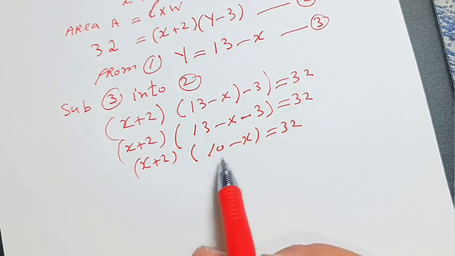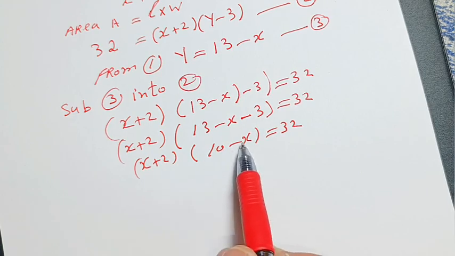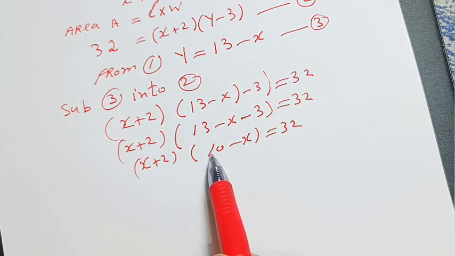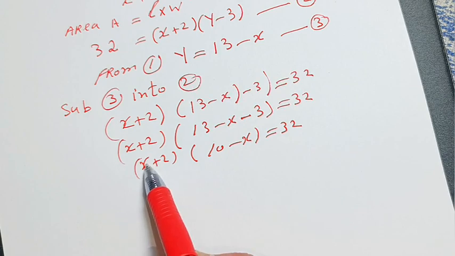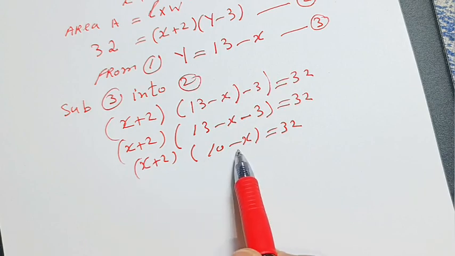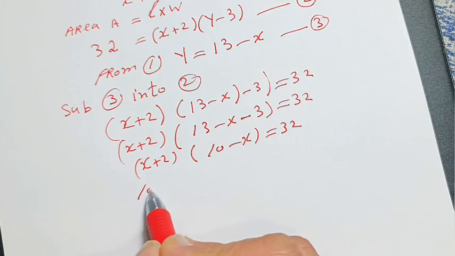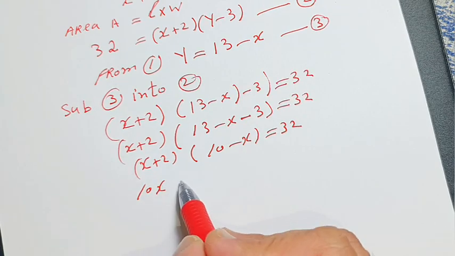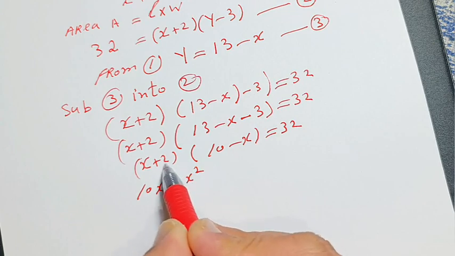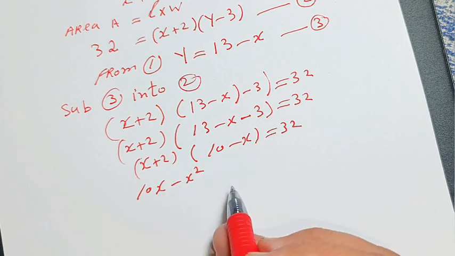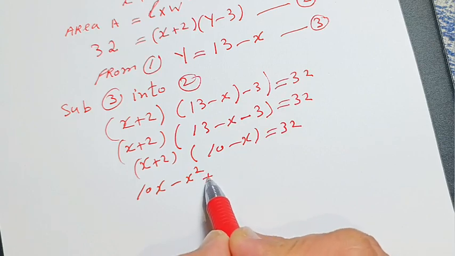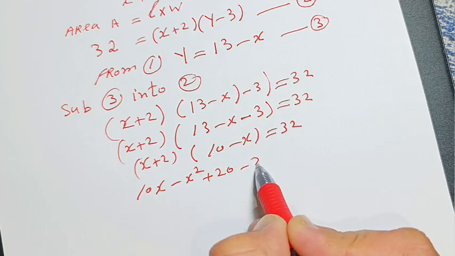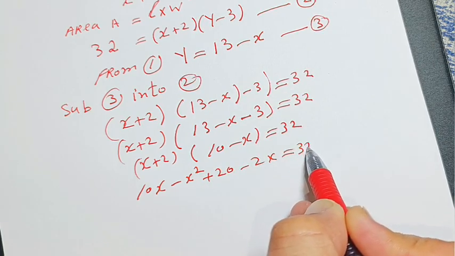Now I'm going to FOIL: x multiplied with 10, first x I multiply with this expression. So the 10x minus x square. Now 2 I'm going to multiply. So it's going to be plus 20 minus 2x is equal to 32.